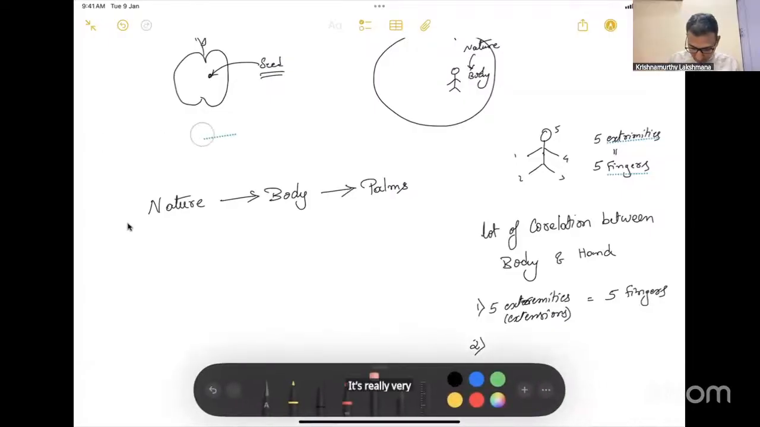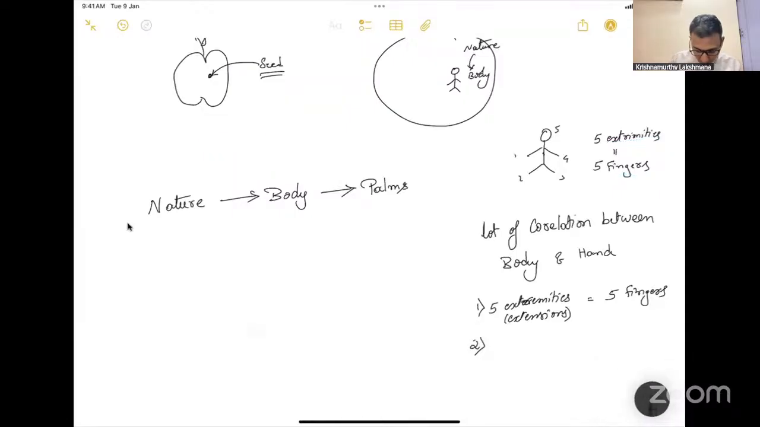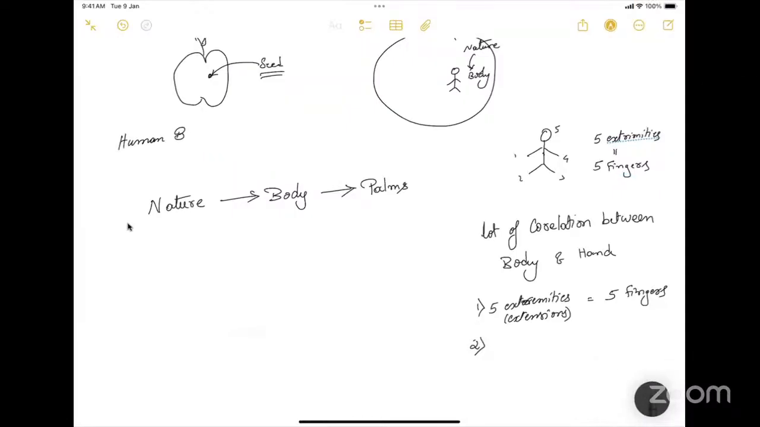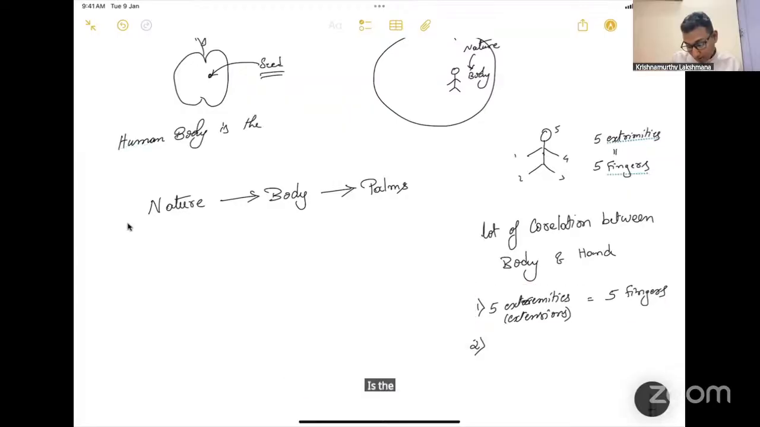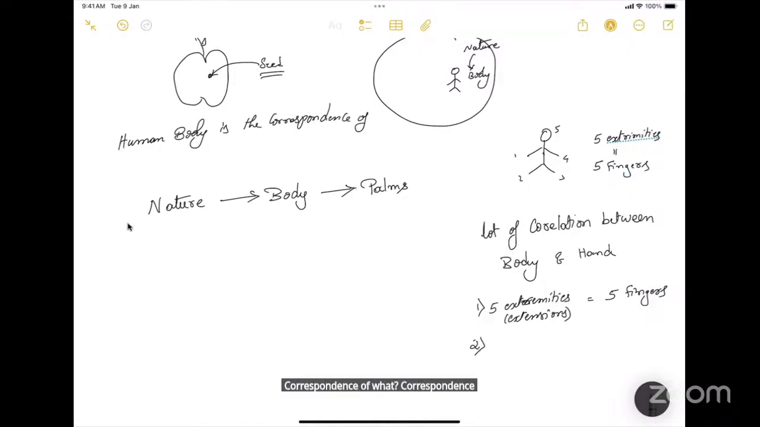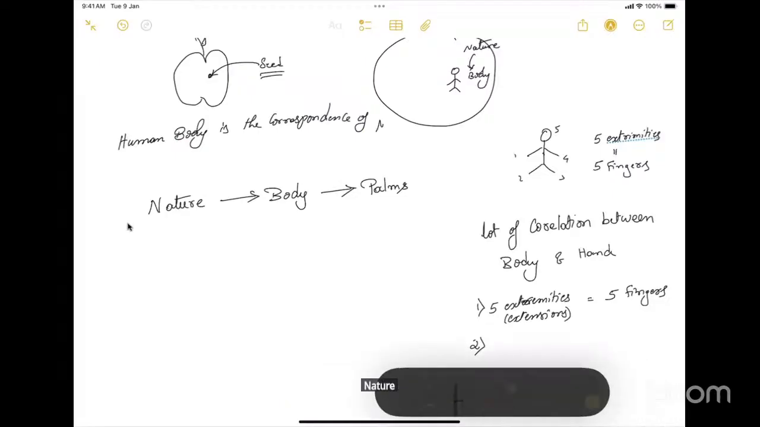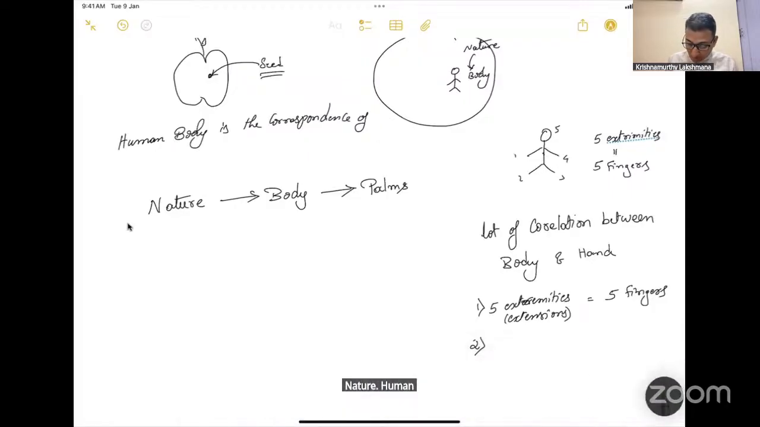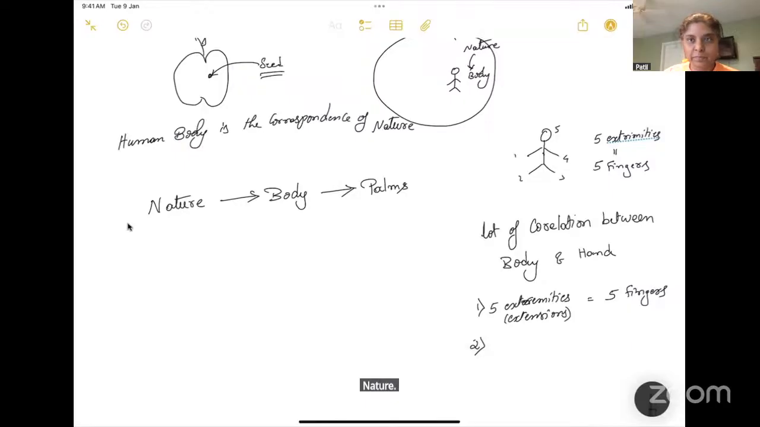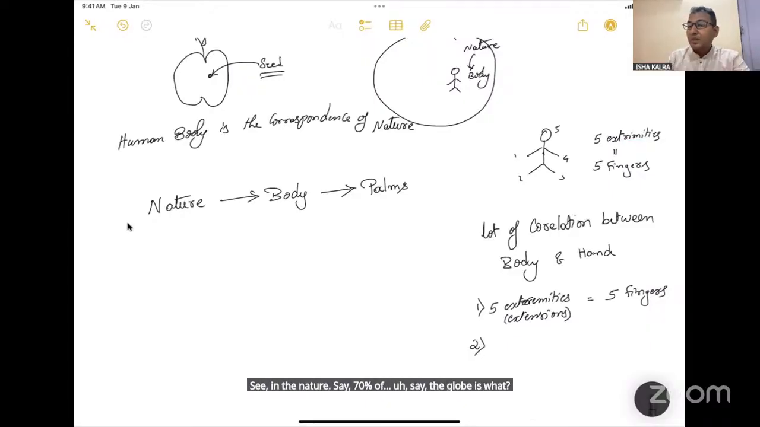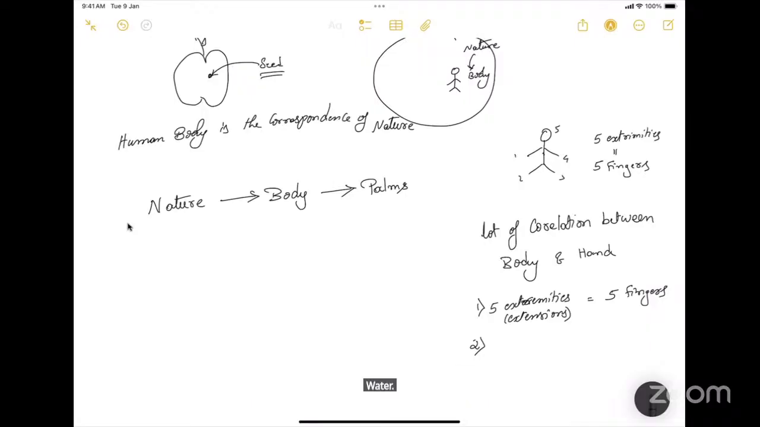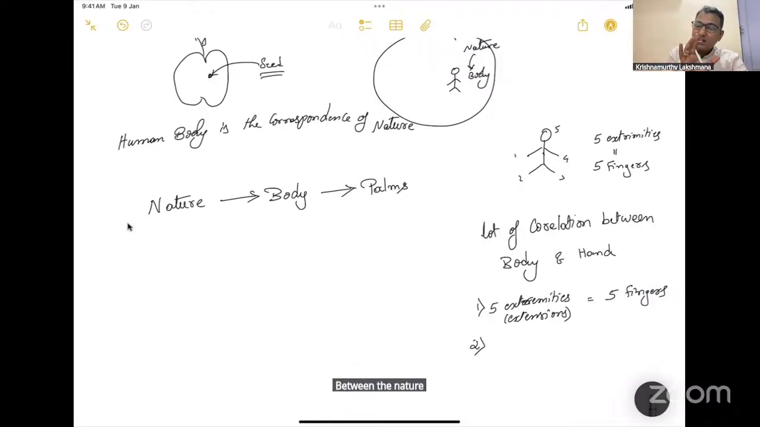We'll write it. So human body is the correspondence of what? Nature. Human body is the correspondence of nature. See, in the nature, say 70% of the globe is what? Water. Similarly, how much percent of our body is water? 70%. So there is a correspondence between the nature and the body.